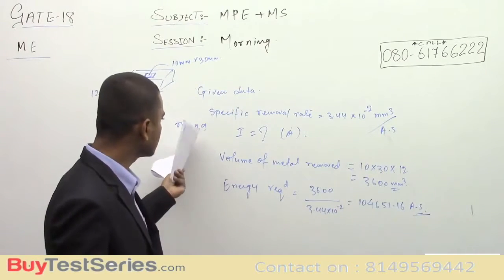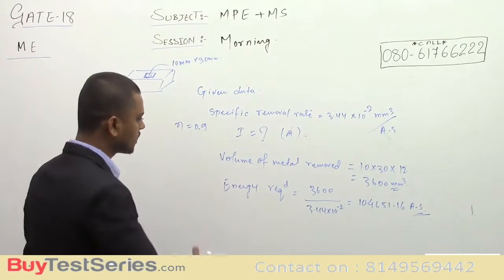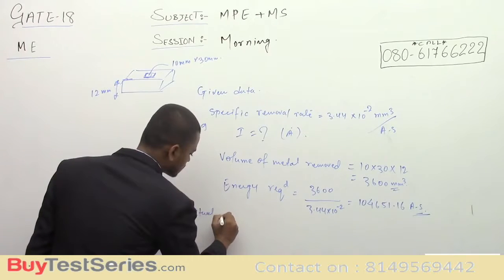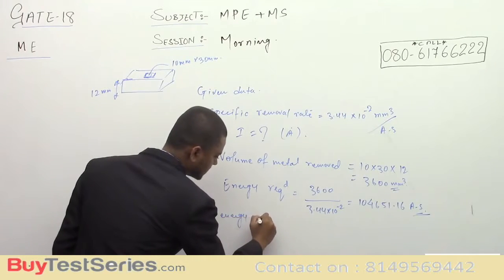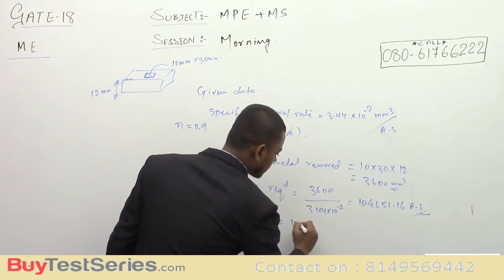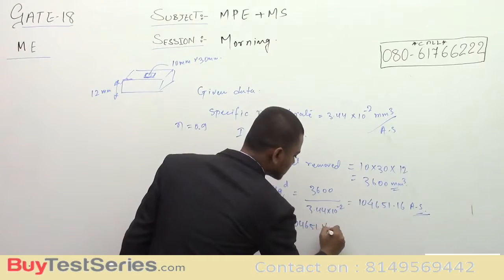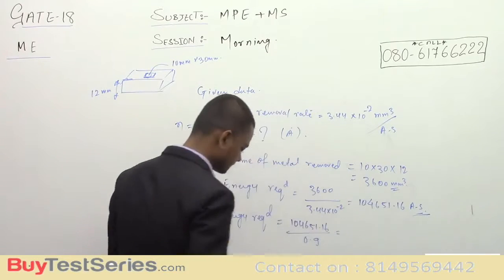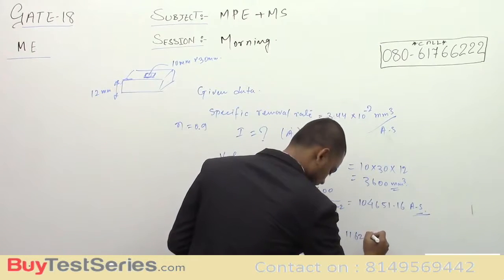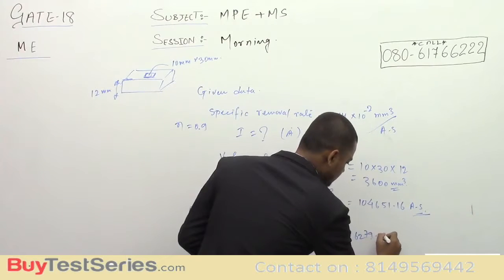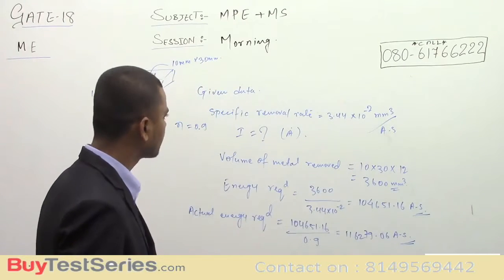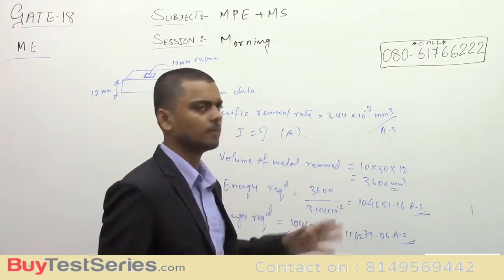Now efficiency given is 0.9. So obviously the actual energy requirement, the actual energy required will be 104651.16 upon 0.9, which will be equal to 116279.06 ampere second. So this much energy is required to remove this much volume of matter.